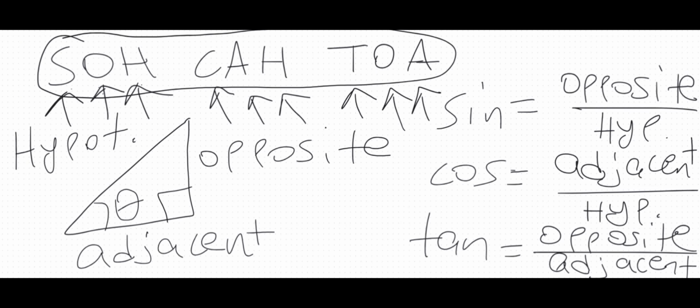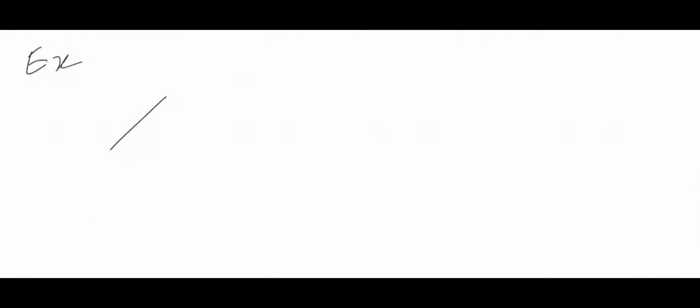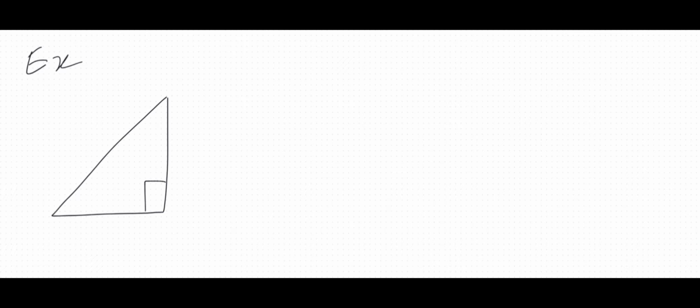Now let's do one example, and let's see how these ratios work. We will have one right angle triangle here, and in this triangle we will have all the sides, but we won't have the angle in between the lengths. So for our adjacent side we will have 3, for our opposite we will have 4, and for our hypotenuse we will have 5, and this is our theta.